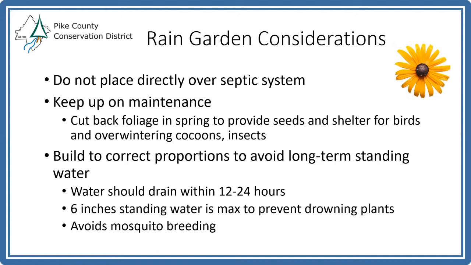And you want to make sure that you build it to the correct proportions to avoid long-term standing water. And there we have some dimensions. Your water should drain within 12 to 24 hours. So if you're 3 days out from a storm and you're still seeing a pool of water out there in your garden, you might want to take a look at what's going on. And 6 inches of standing water is the most that you want. Otherwise, you're going to drown your plants. And as I've said previously on other slides, that standing water will create an opportunity for mosquito breeding, which is not something any of us want in our lawn.